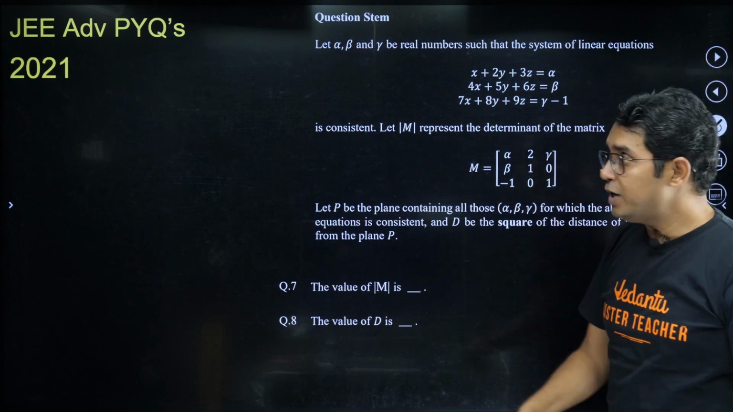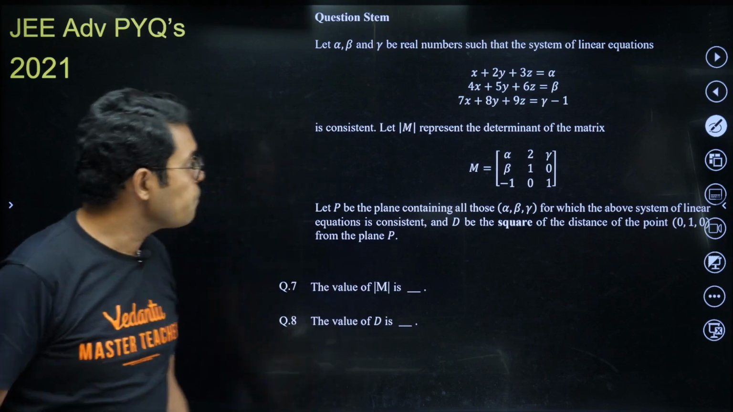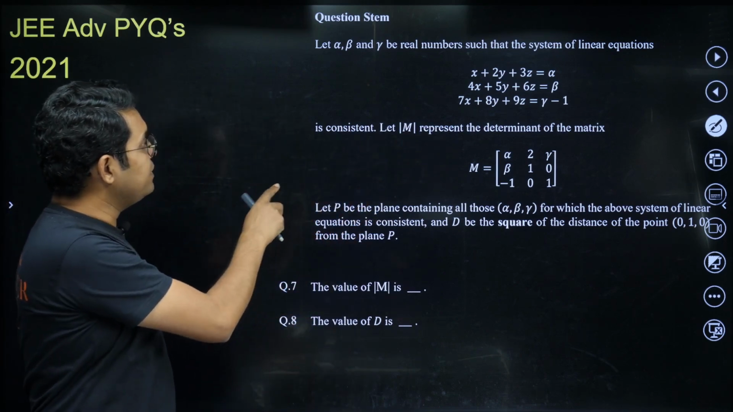Coming to one more question of 2021. I think this was also a very interesting question. Please see. Alpha, beta, gamma are real numbers such that this system of linear equations is consistent.